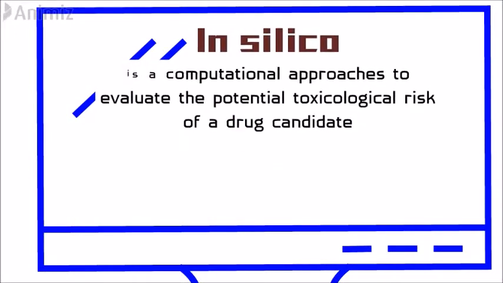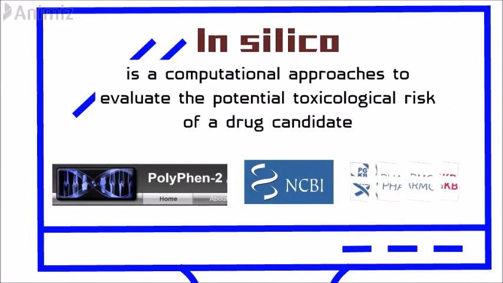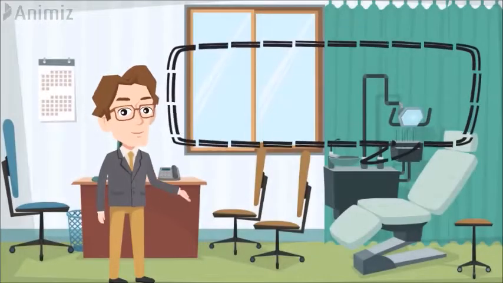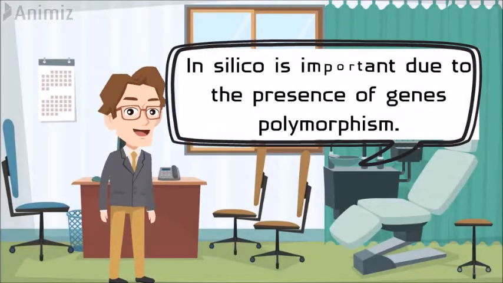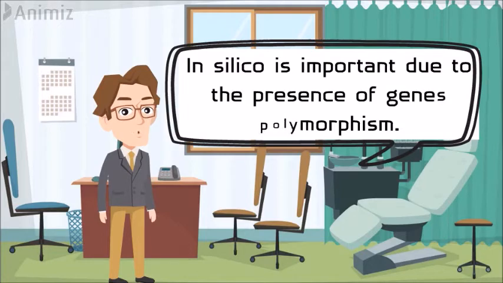In silico is a computational approach to evaluate the potential toxicological risk of a drug candidate. The computational approaches can be such as PolyPhen-2, NCBI, PharmGKB, and many others. In silico is important due to the presence of gene polymorphism.